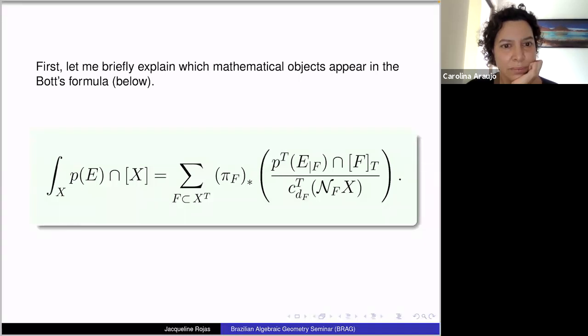I am putting the Bott formula on the screen again. I am going to use this formula in the case when X^G, the set of fixed points, will be a finite set.